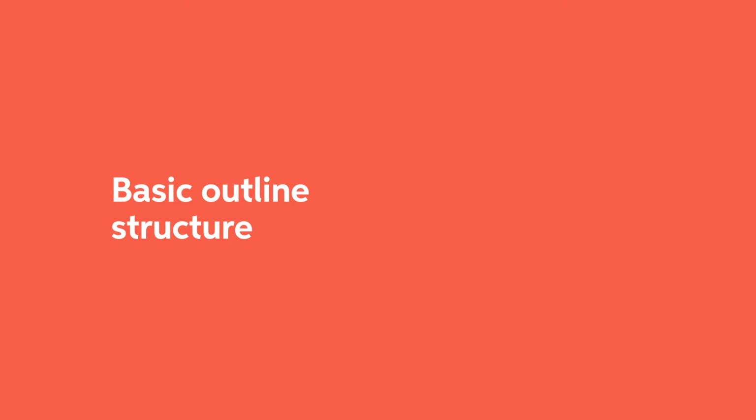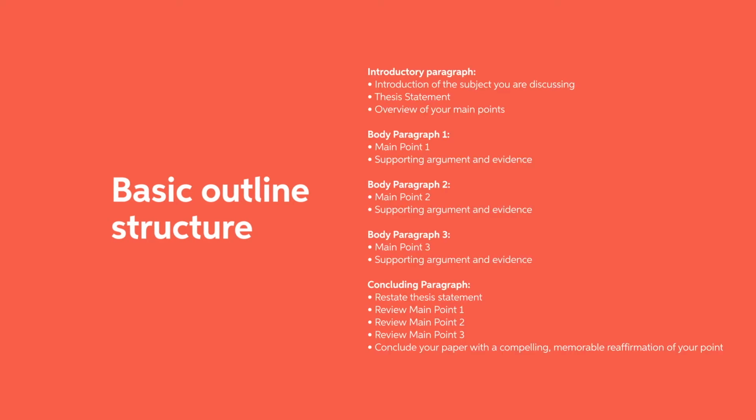Next, you may want to draft an outline of your essay to guide your writing process. Here is a basic outline structure that you can use to organize your points and craft the skeleton of your essay. Again, you'll notice there are 3 main types of paragraphs: the introductory paragraph, the body paragraphs, and the concluding paragraph. Let's look at each of these in detail.